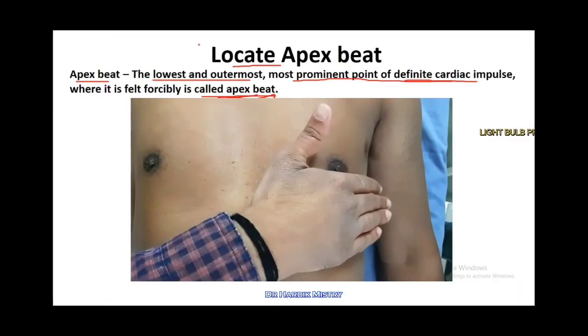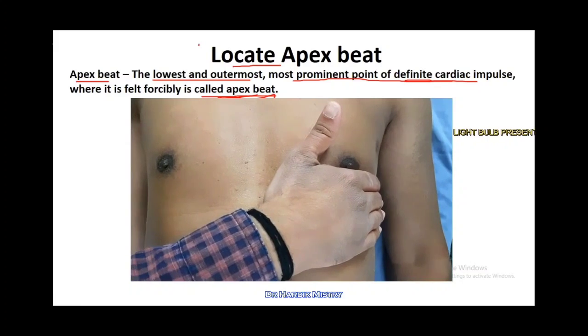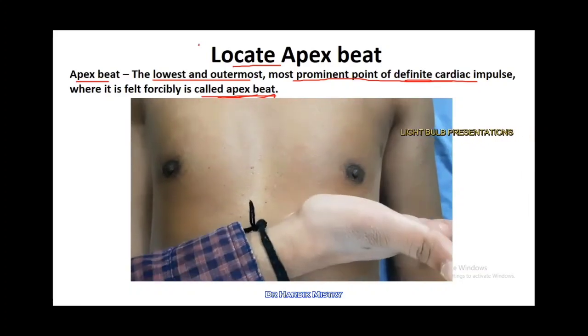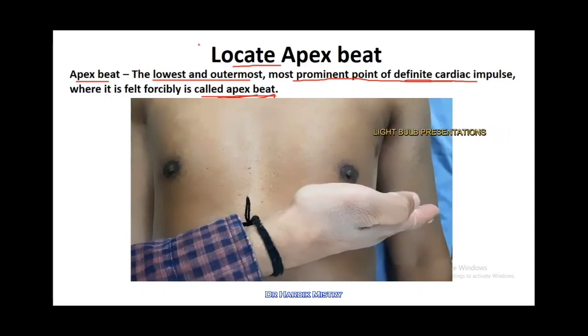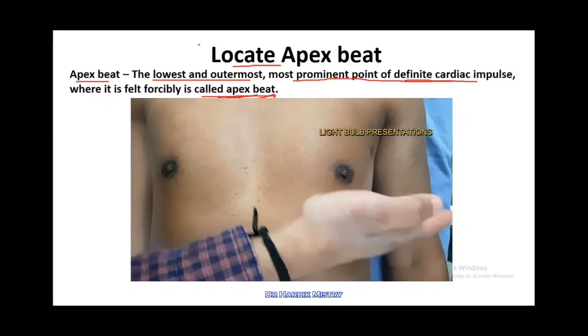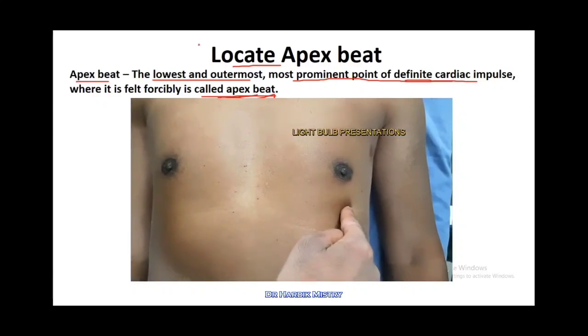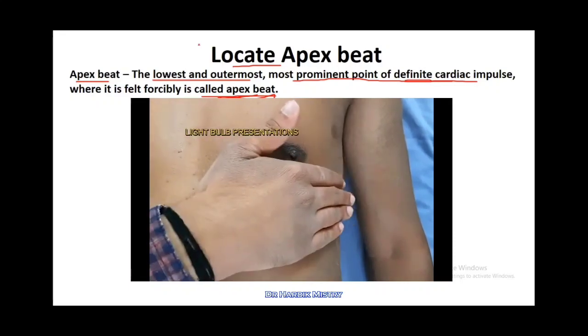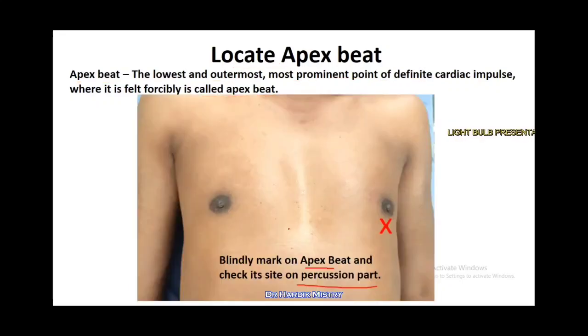Location of the apex beat is very important. First place the entire palm over the precordial area, and then after observing or feeling the apex impulse, place the ulnar border. This is the second step, and then after feeling with the ulnar border, exactly locate the point with the fingertip. These are the 3 important steps in locating the apex beat, which is very very important. After locating the apex beat, mark it with an X mark and then check its site in the percussion part.